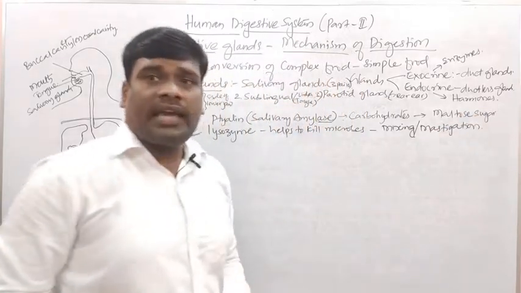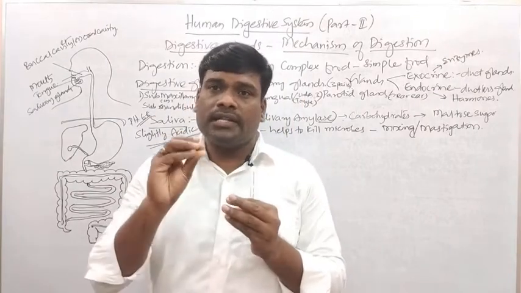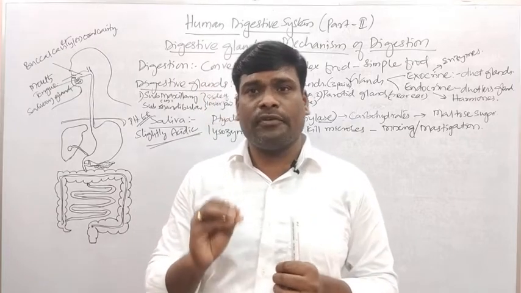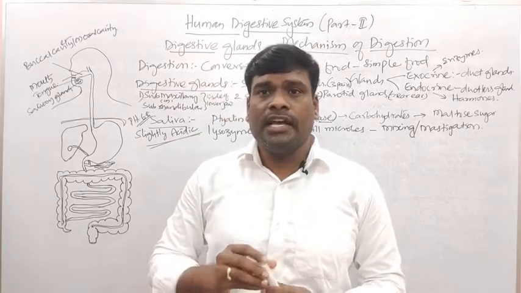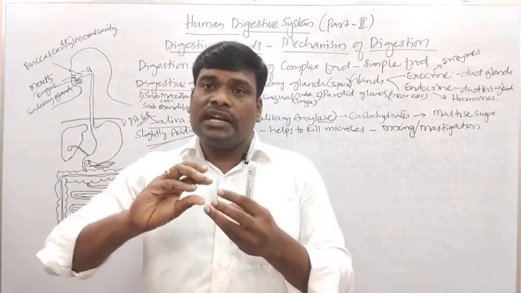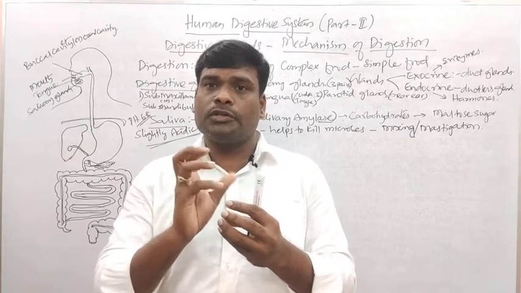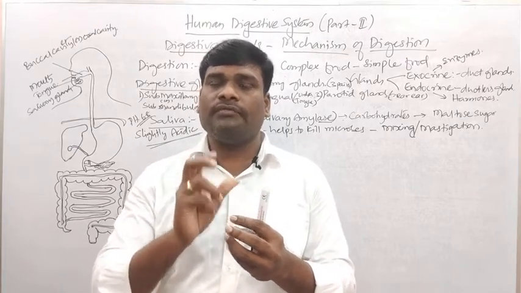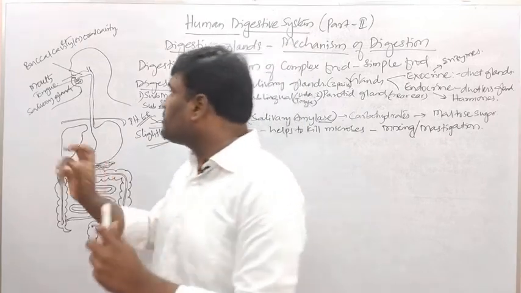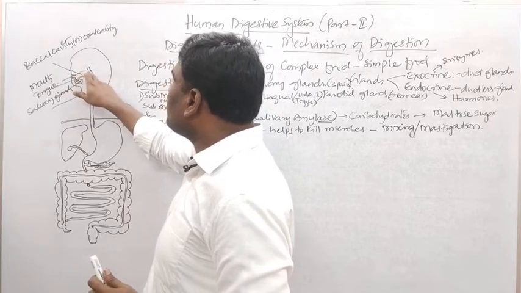So in our buccal cavity, children, when we take the food particles, those food particles are cut into small pieces with the help of teeth and tongue, isn't it? These small pieces of food materials are thoroughly mixed with the saliva and form a solid, ball-like mass, which we call a bolus. Got it?